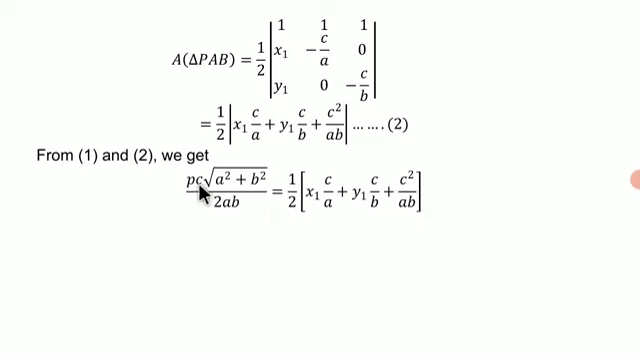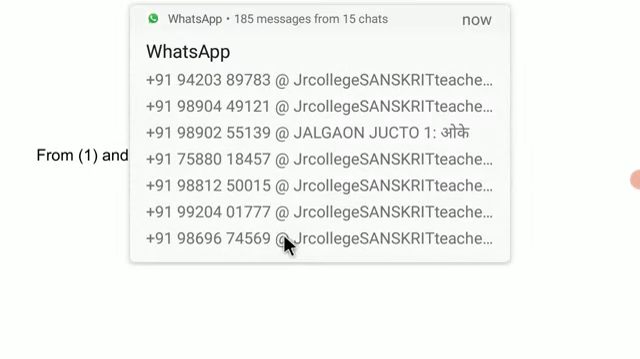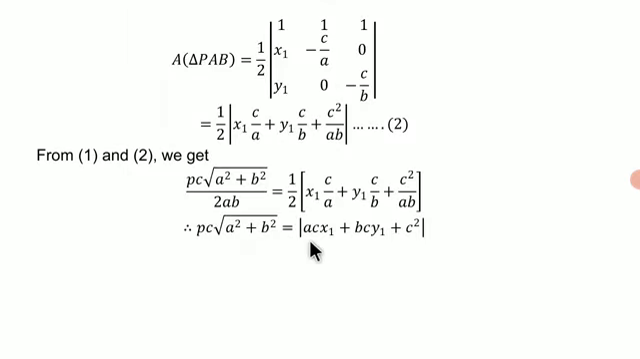Here we observe, if we take the LCM in RHS, LCM is 2ab. So 2ab get cancelled. Again, if we take c as a common factor from numerator in RHS, c, c get cancelled. And so we get pc into square root a square plus b square is equal to modulus value of acx1 plus bcy1 plus c square.